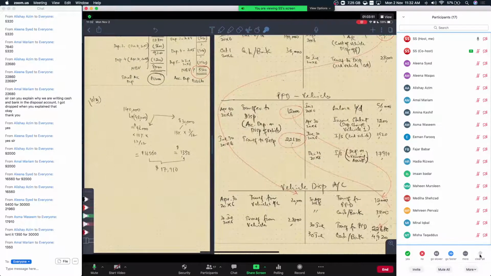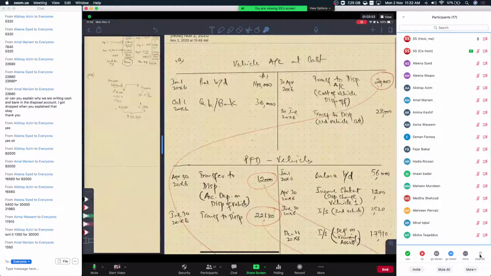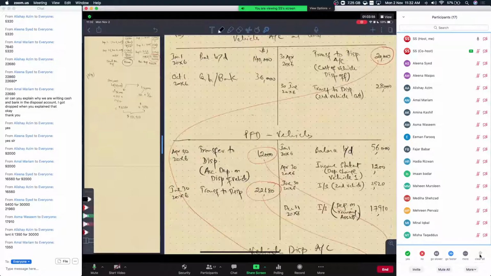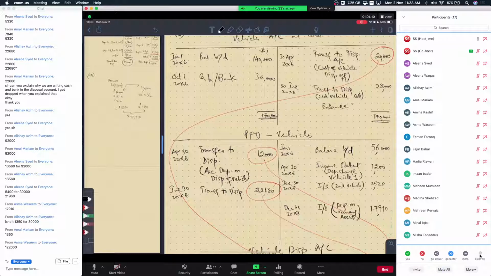Okay, so we have reached the end of the year. Depreciation charges have been done. So the only thing now left is balancing these accounts. So we are going to balance these accounts. So this is 170,000, the bigger side. So 170,000 minus 48,000, how much is that? 122,000. Thank you, Asma.